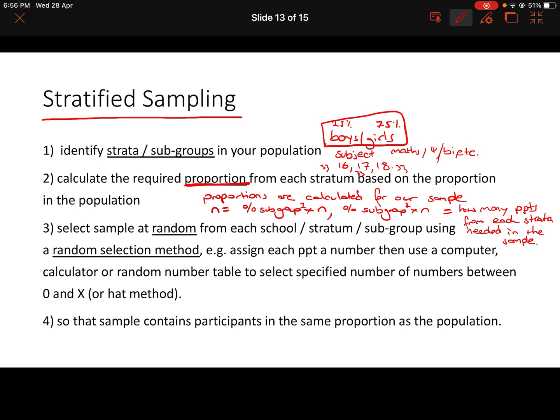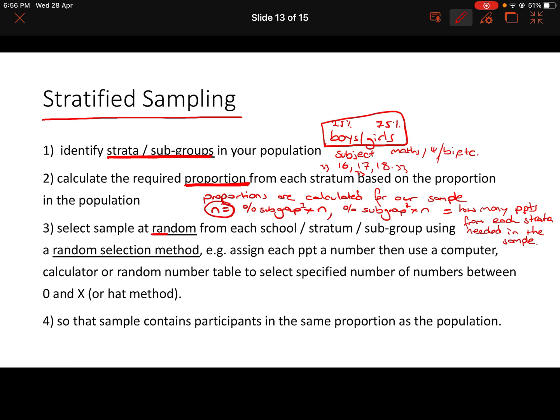It's very rare that you actually need to calculate the proportions of participants that you're going to need, but it's important that you understand the process. So we've identified the subgroups in our population. We've identified the proportions they occur in the population and been able to then calculate the proportions we need and the numbers we need for our sample.